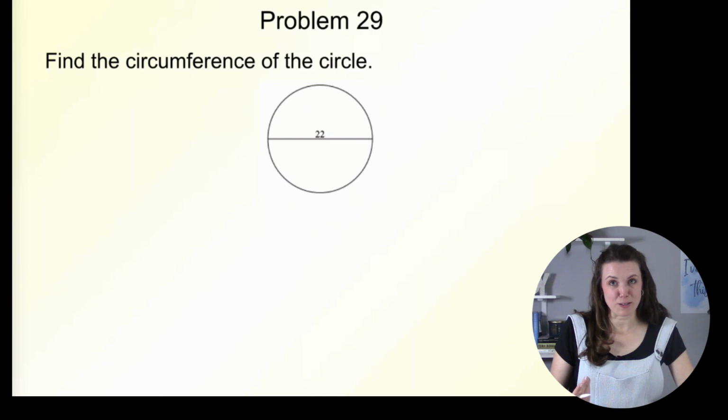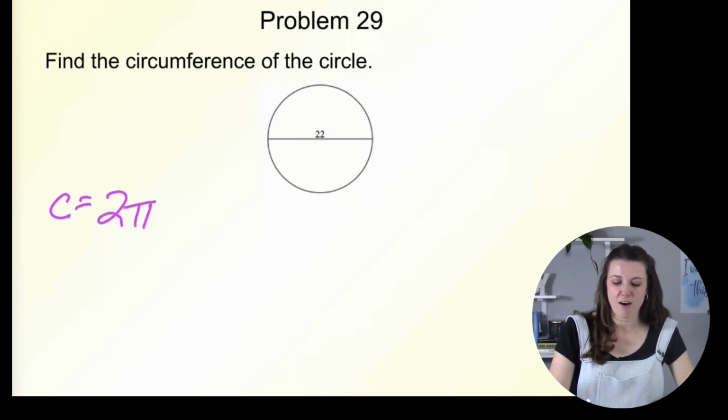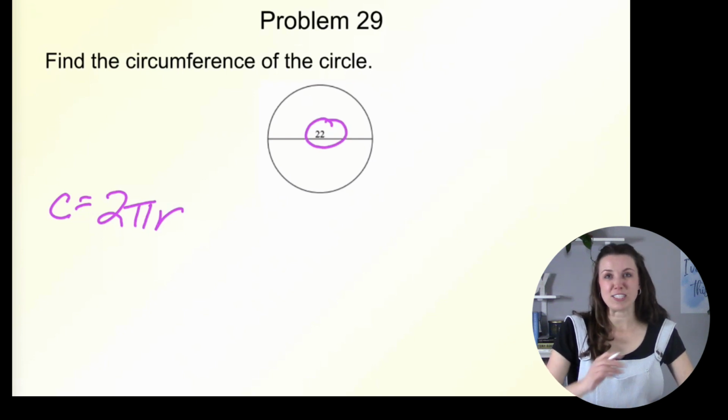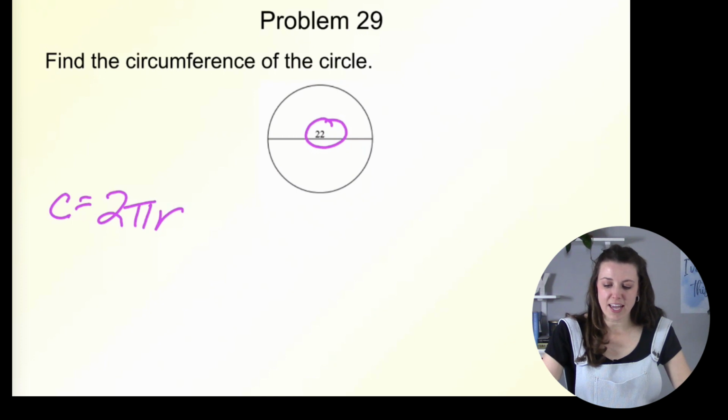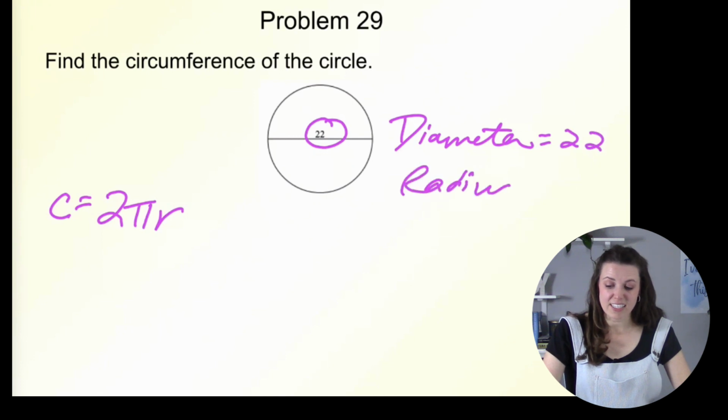Find the circumference of a circle. So the first thing we have to do is start with what the equation is for circumference. So it is 2 pi r. And this equation is actually on your formula sheet. Now, r is going to be the radius. And you can see here the only number that we have is 22. So the 22 goes all the way across. So the diameter equals 22, but the radius is actually half the diameter, which is 11.